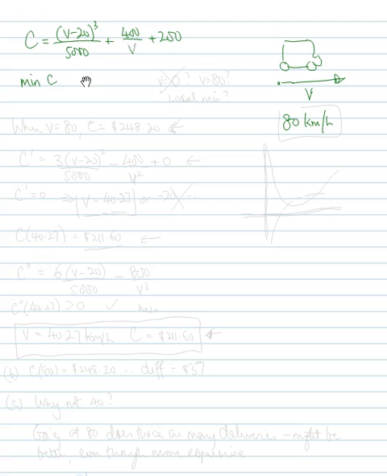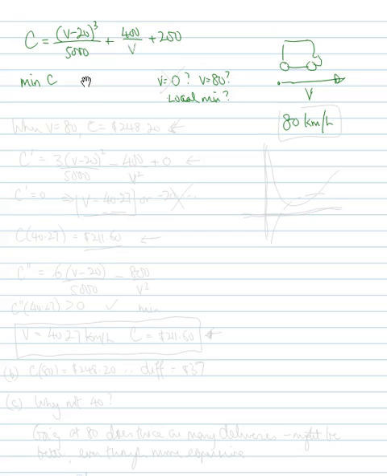Now, there are three possible places for this. There are the two endpoints: V equals 0 and V equals 80, because we know it can't go lower than 0 or higher than 80. And also, are there any local minimum points? There could be more than one. So those are the three areas we need to look at.